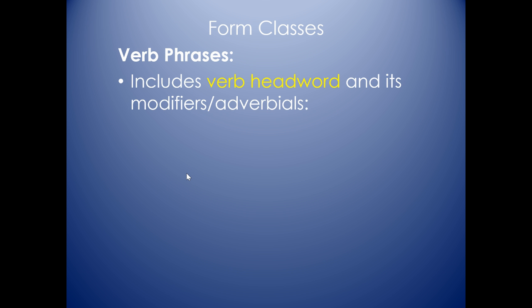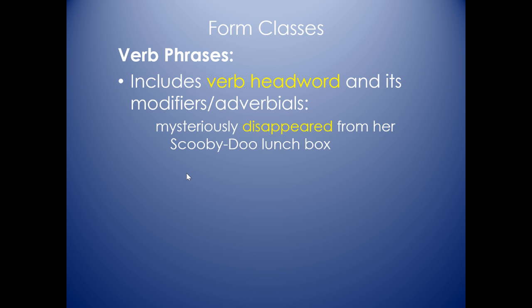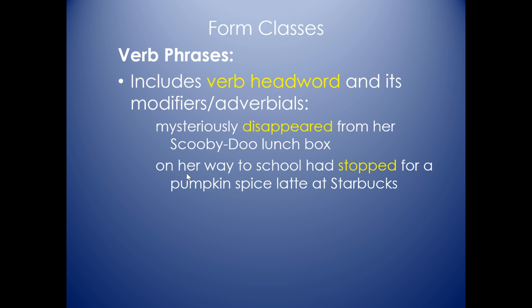Another main thing I want you to make sure you know is that a verb phrase is the verb head word and all the modifiers and all the adverbials around it which describe it. So if I said mysteriously disappeared from her Scooby Doo lunchbox, that's a big verb phrase. Mysteriously is in front of it, and from her Scooby Doo lunchbox, which is technically a prep phrase, is all basically describing that head word disappeared. Or on her way to school had stopped for a pumpkin spice latte at Starbucks. Well, stopped is the head word. It has a little helper, had, and has prep phrases in front, and prep phrases behind. All that combines to create what we call the verb phrase.